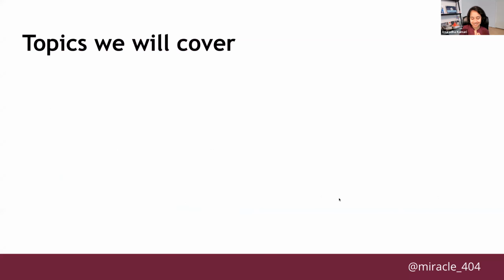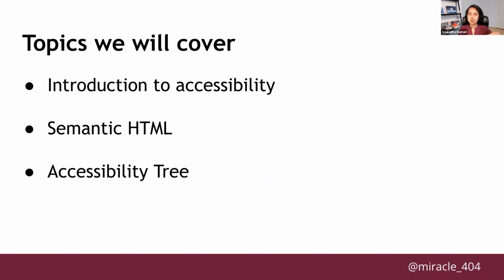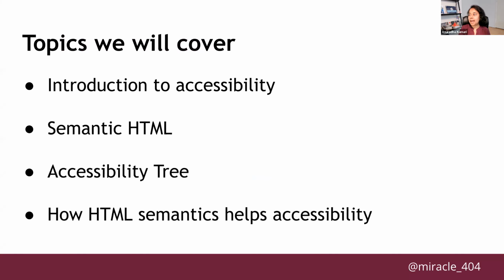So let's get started. The topics which we are going to cover today. We'll start with some basic introduction of accessibility and why it is important. Then we will see HTML and its semantics. We will also dive a bit into the accessibility tree, because it is very important to understand accessibility. And then we will see how using semantic HTML can help us with web accessibility.